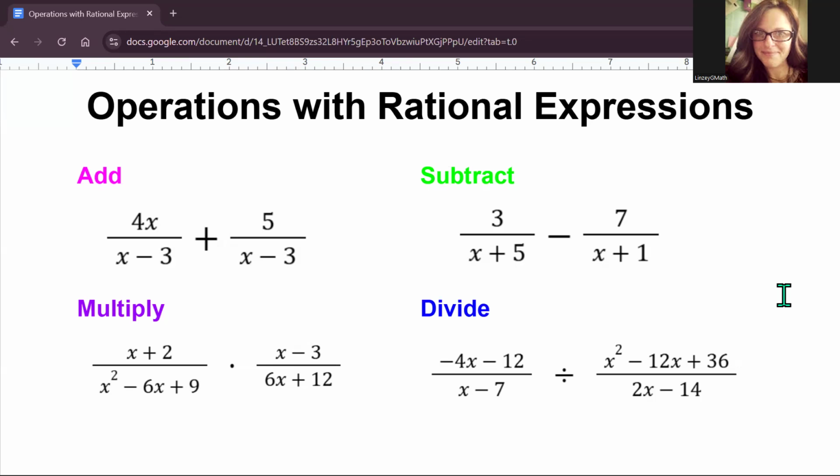Welcome to our session on operations with rational expressions. You can always pause the video and try them before we go through them. Here we go.